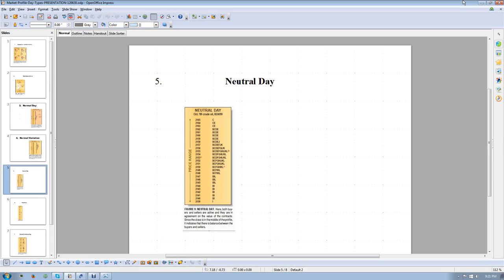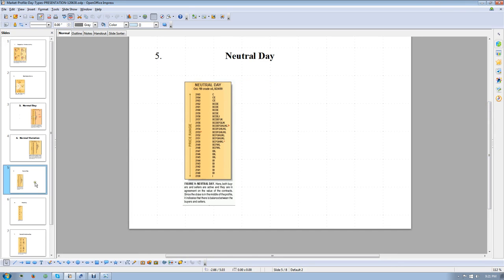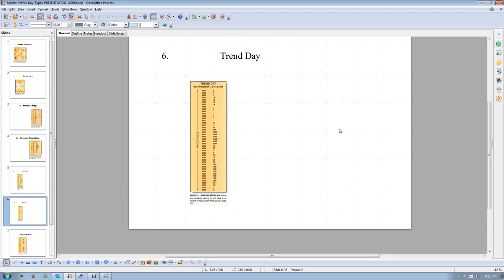And so you could go in anticipating, on a Monday or a Tuesday or a Friday, that you're probably going to get some kind of neutral or normal type profile structure today, and adjust your trading accordingly. Whereas on big news-driven days, you're going to get something like a trend day.